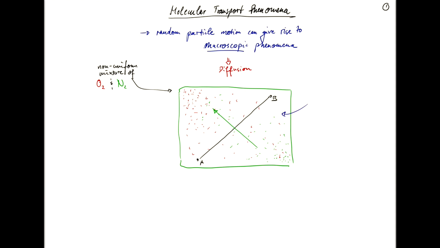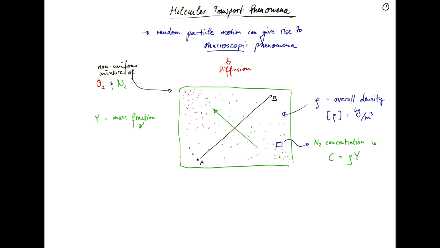So overall, in this space, we have a density rho. The units of rho are kilograms per meter cubed. And if we look at a certain element in here, then the concentration of nitrogen is C, which is the density rho times the mass fraction Y. So capital Y is the mass fraction of nitrogen. And I've postulated that this varies along a line that is perpendicular to the line AB.